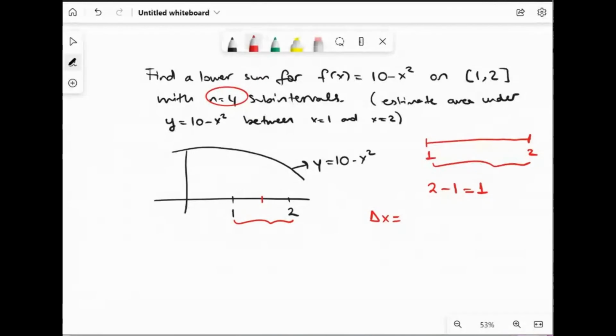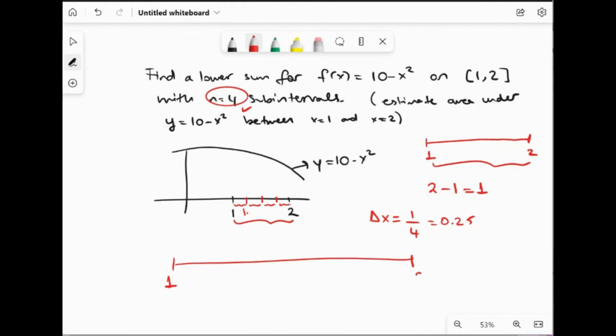So delta x, which is the width of each subinterval, will be what? 1 over 4, because there are 4 subintervals, which is 0.25. So what are these endpoints of the subintervals? So this is 1, this is 1. Let me just make it larger.